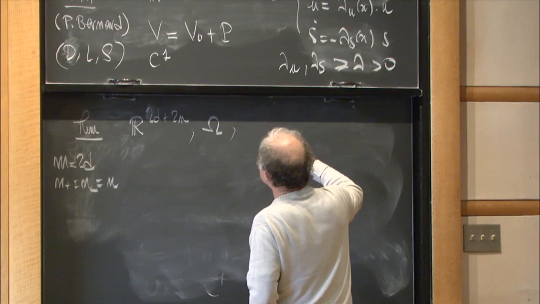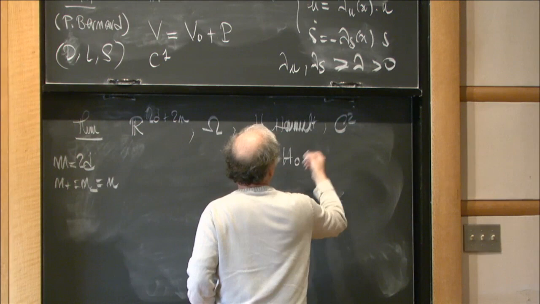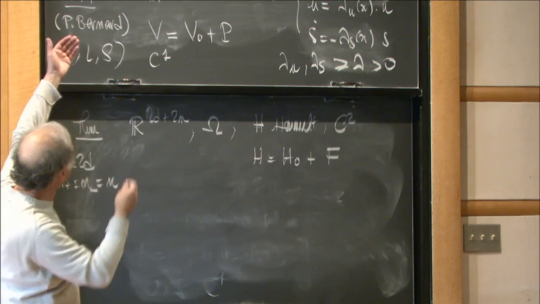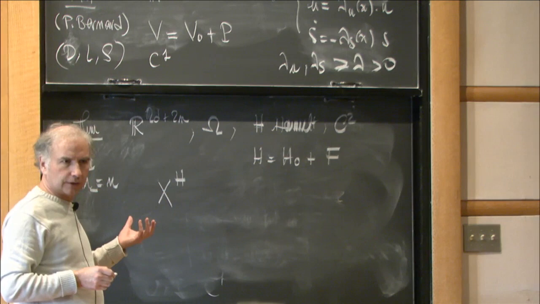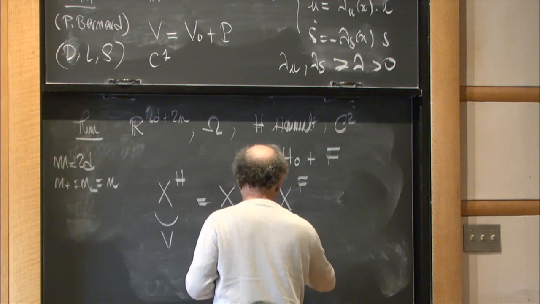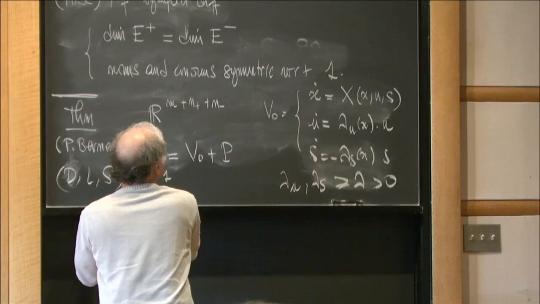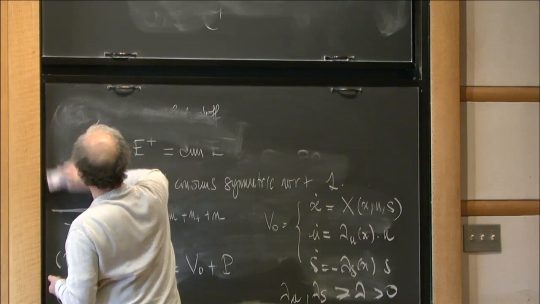You fix a Hamiltonian, C2, which is the sum of H0 and F. And I apply the previous result to the vector field generated by H, which is the sum of the one generated by H0, and this is V0, this is V, and this is P. Okay? I apply the previous theorem to this situation. So, with the same assumptions, you will get normally hyperbolic manifolds, but you have more.